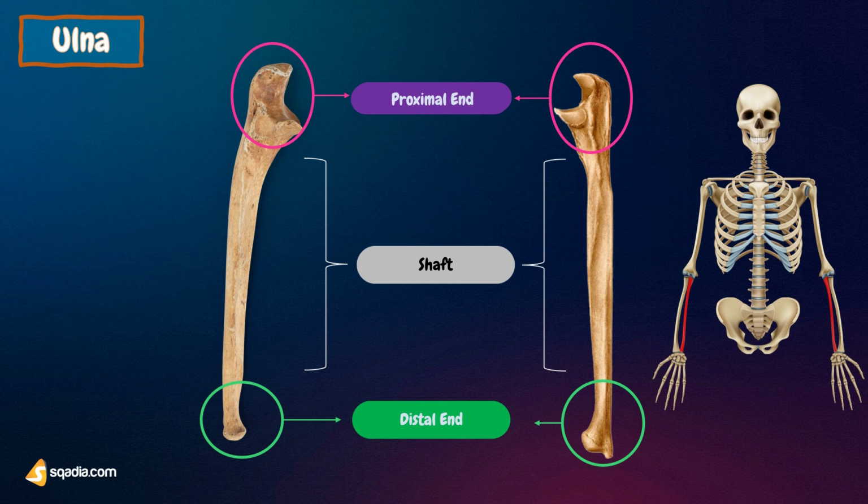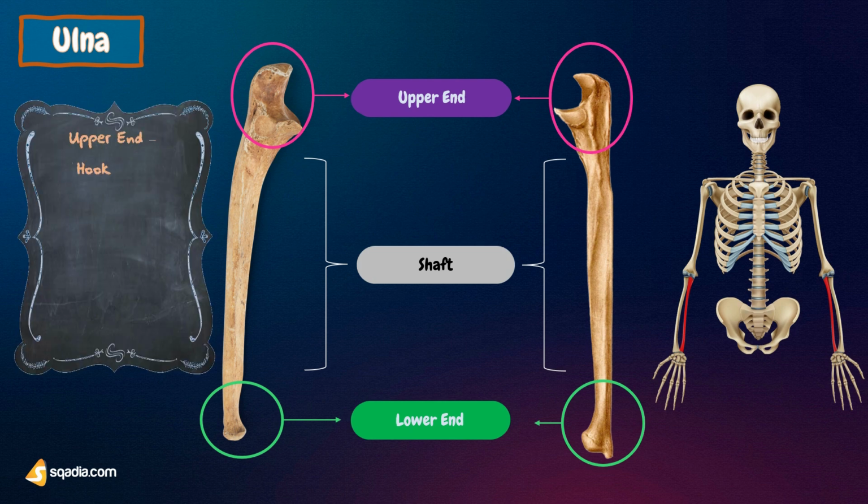Just like the radius, it has a proximal end with two processes, a shaft, and a narrow rounded distal end. For convenience, and to make it easier for you to remember and distinguish the two bones of the forearm, the proximal end will be referred to as the upper end and the distal end as the lower end respectively. The upper end is hook-like, with its concavity directed forwards. The lateral border of the shaft is sharp and crest-like. The pointed styloid process lies posteromedial to the rounded head of the ulna at its lower end.